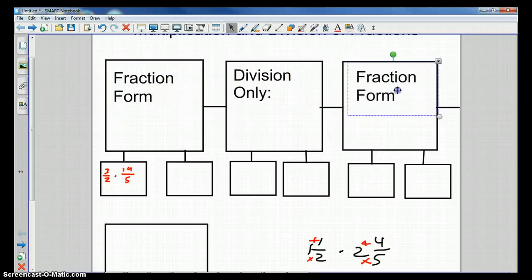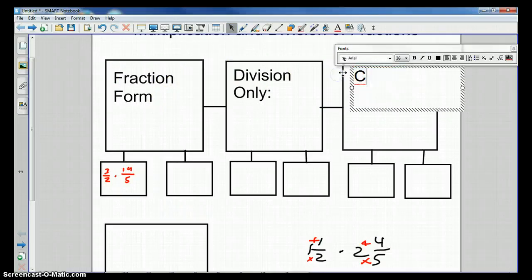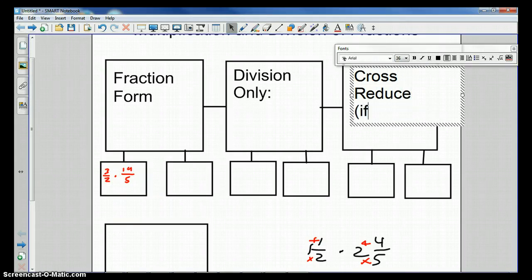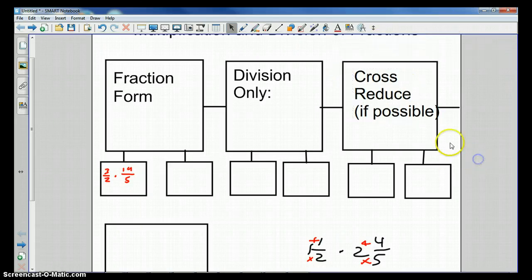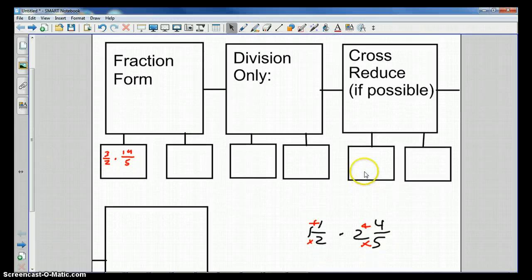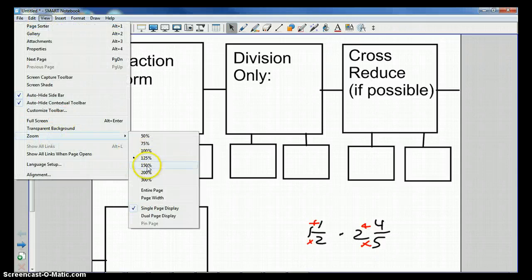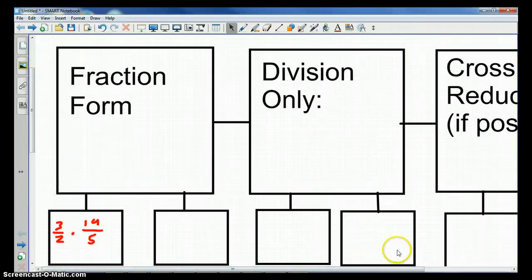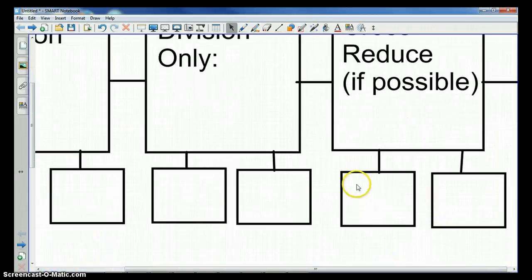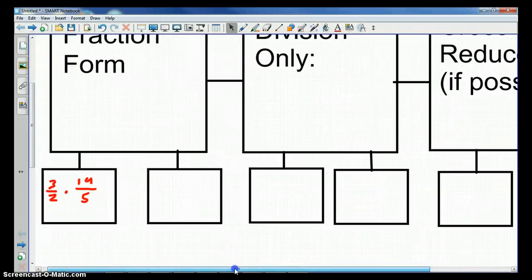The next step for multiplication is to cross reduce. And that's if possible. And you could put if desired. This is not, like we said before, a necessary step. It just makes it easier if you can do it. So let's look at the cross reducing. I'm going to just copy the problem over from here.